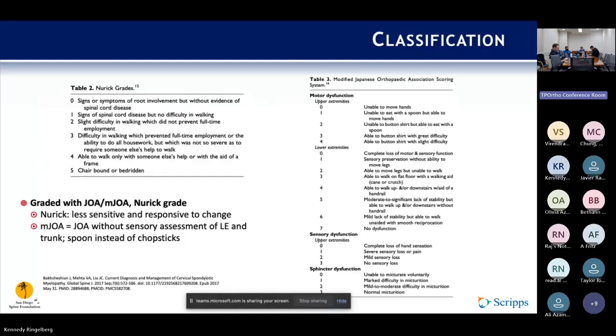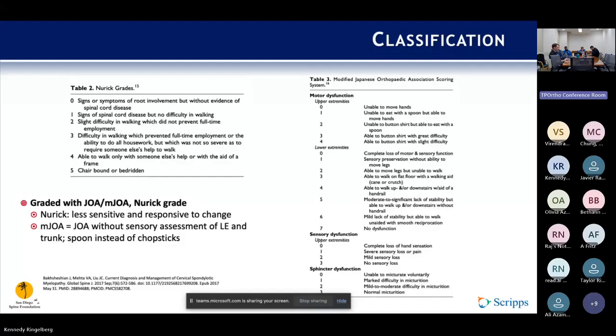There's several classification systems that have been described for cervical myelopathy. The Nurick grade is relatively simple and is based on a patient's ambulatory function. But because it's so simple, it's quoted as being less sensitive to change over time, as these are relatively large jumps in functional decline that a patient may not get to throughout the course of their life.